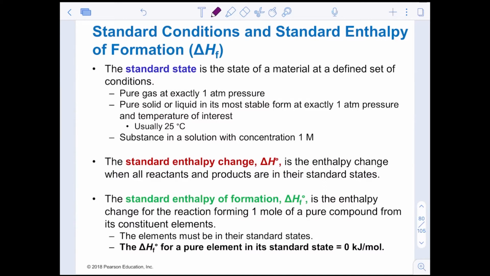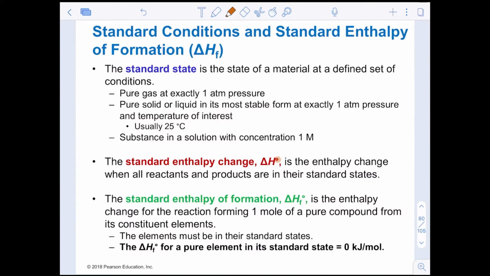Now, a standard enthalpy change, the delta H, just looks a little different. It has that little degree symbol, a standardized 0 up at the top right-hand side. This enthalpy change occurs when all the reactants and the products are in their standard state.